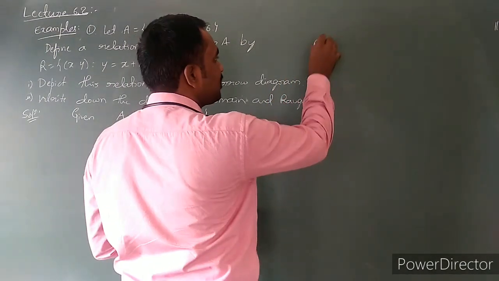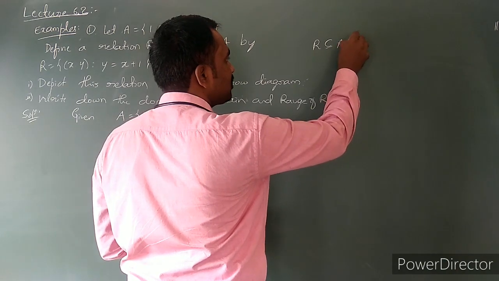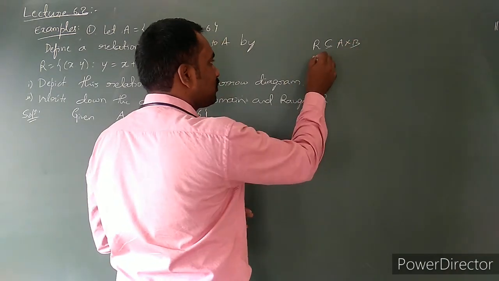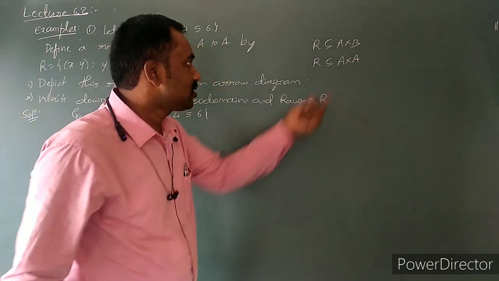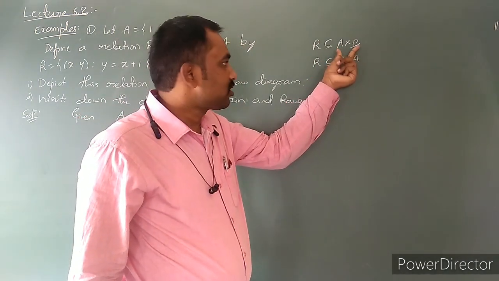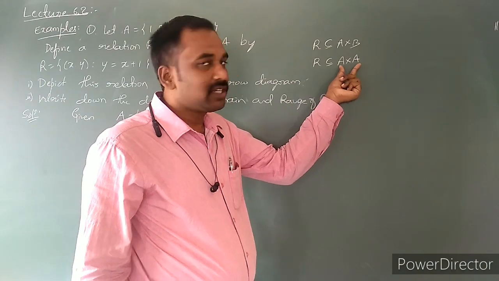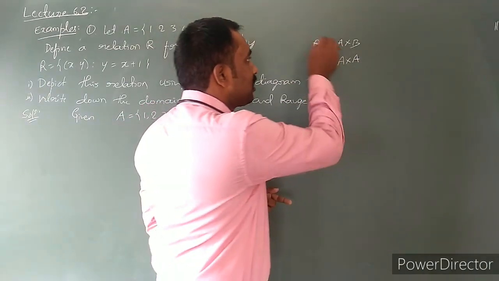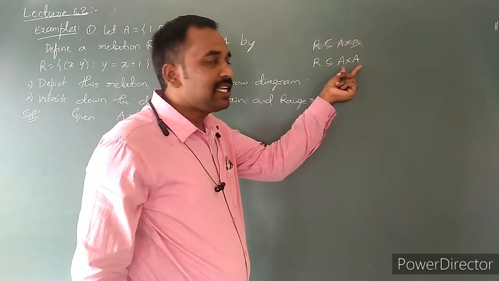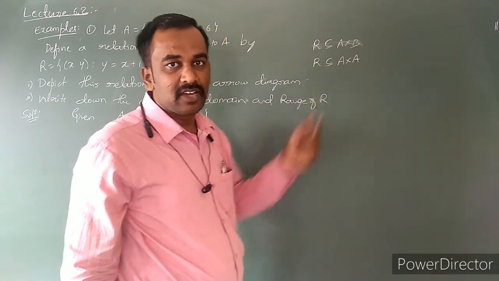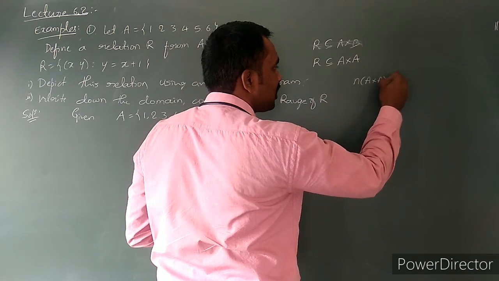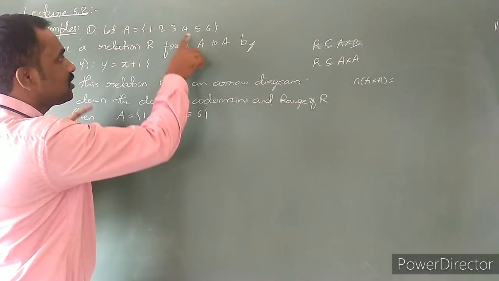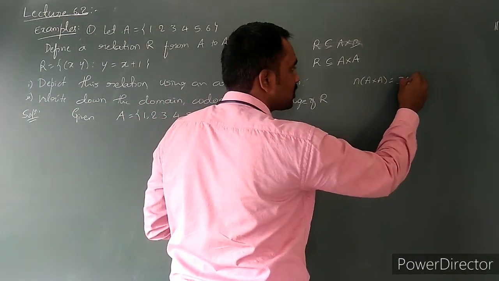As we know that a relation is a subset of the Cartesian product A cross B. As well, we can write that the relation is a subset of the Cartesian product A cross A, because we can write the Cartesian product A cross B as well as A cross C. Nothing to worry. Here set B is not given, only set A is given, so we can write A cross A. Now here, how many elements are there in A cross A? 6 into 6, that means 36.